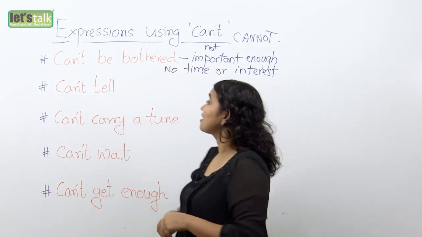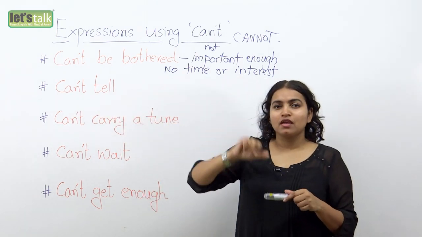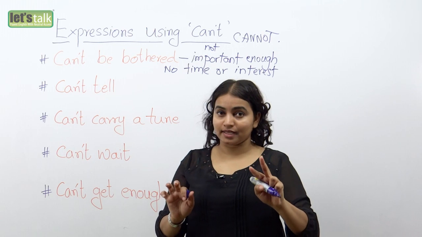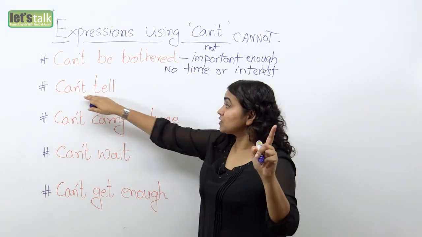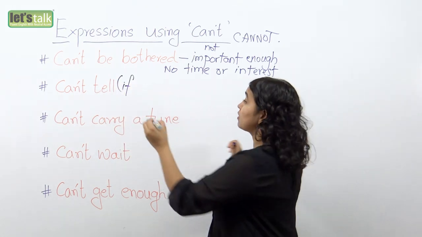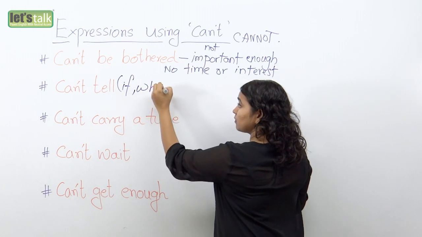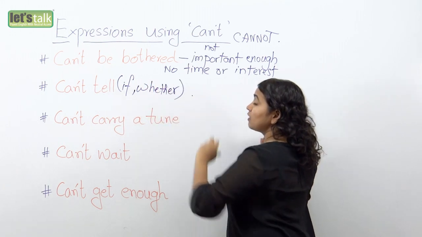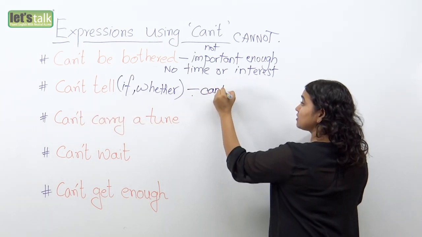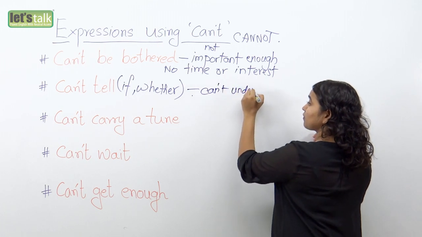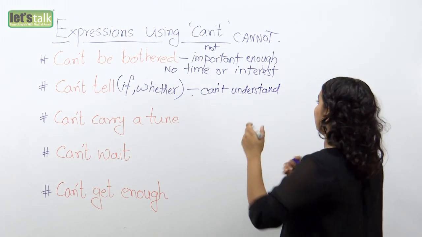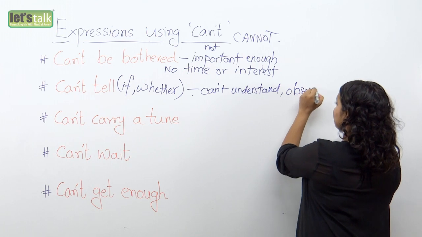The next one is can't tell. Okay, well, this expression can't tell can have two different meanings. Okay, when you use the word can't tell with the words if or whether, then this expression basically means that you can't understand, you can't observe, or you can't perceive. You can't see very clearly. You can't observe or perceive.